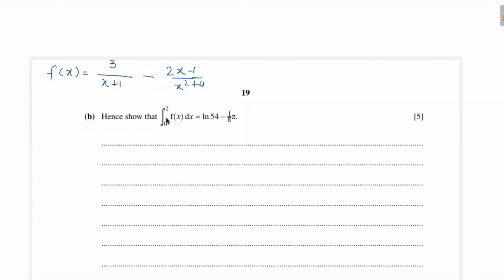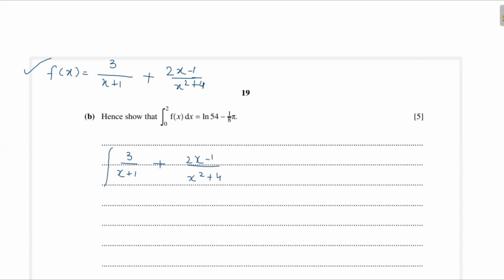Now part B, show that the integral from 0 to 2 of f of x dx equals ln 54 minus pi over 8. You know f of x equals 3 over x plus 1 minus 2x minus 1 over x square plus 4. In part A, we already resolved the fraction into partial fractions. This is the partial fraction form of this function. Now we write it as f of x is equal to 3 over x plus 1 plus 2x minus 1 over x square plus 4.